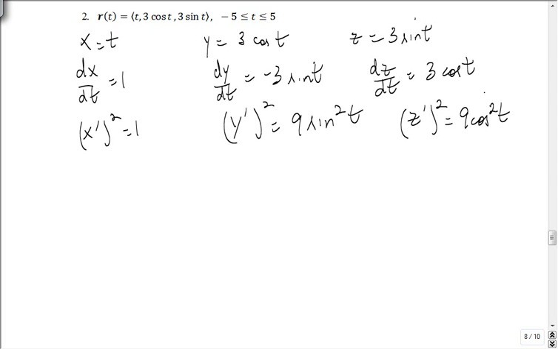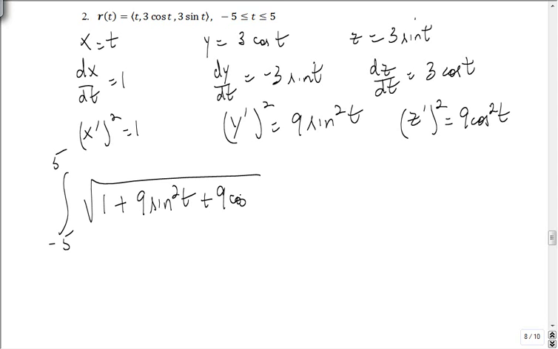So what do we need to do? Integrate from -5 to 5 of the square root of 1 plus 9 sine squared t plus 9 cosine squared t dt. Now I hope you did not plug this into your calculator. I know that you did. So you can simplify that. This is trigonometry. What do you notice? Tell me, Michael. If you factor out the 9, sine squared t plus cosine squared t equals 1.